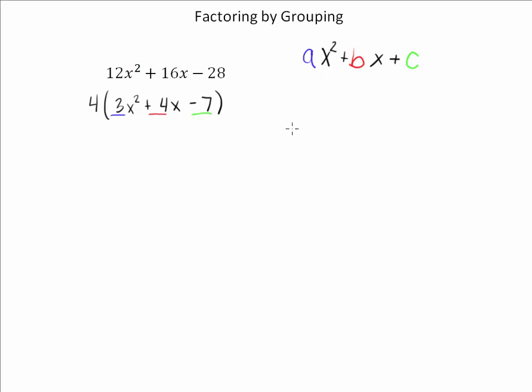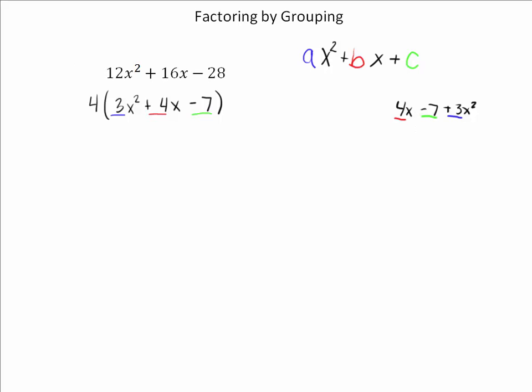Now, if these were all mixed up, like let's say I had 4x first, and then negative 7, and then positive 3x squared, my A, B, and C values have not changed at all, because my A value is still the value in front of my x squared term. My A value is still positive 3, my B value is still positive 4, and my C value is still negative 7. Okay, so even though they're not in standard form with highest degree listed first, these are still my A, B, and C values.